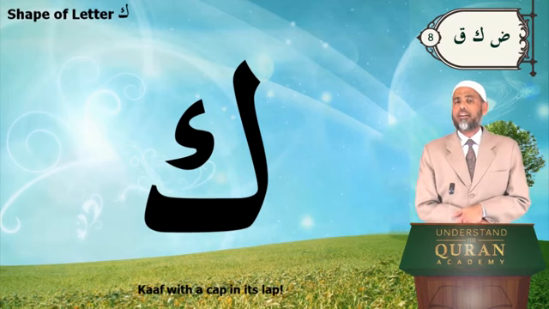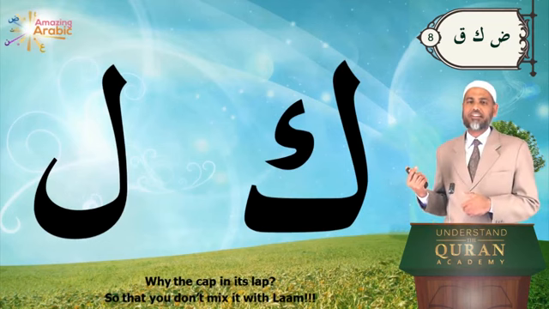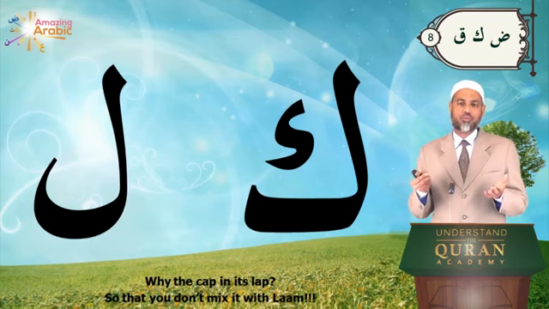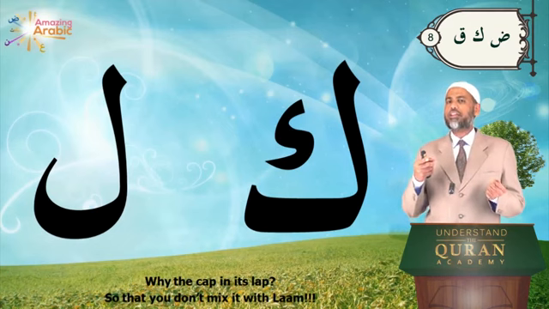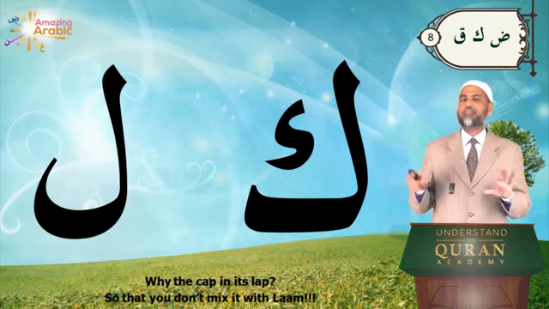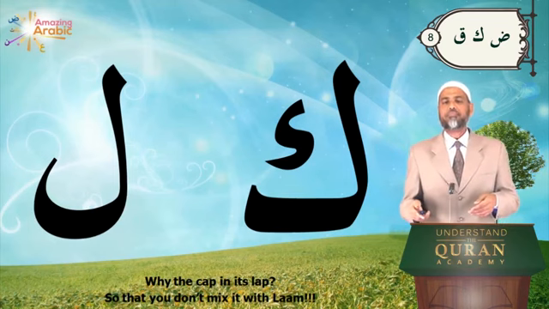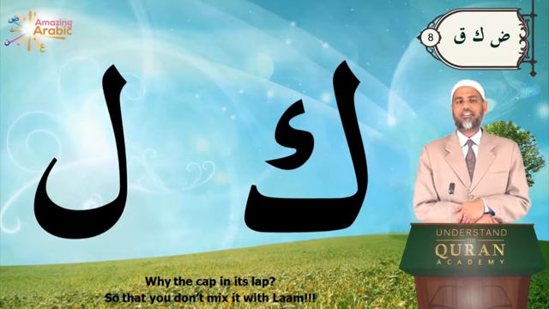Why do you have the cap in its lap? So that you don't mix it with lam. You may be tempted as you're reading or somebody's writing, your shape may go close to lam. So to keep them different, you put a cap in the lap of the kaf. So kaf has a cap and lam does not. And lam is tall and big. But still, there's a distinction there. This is just one aspect, maybe there are others.